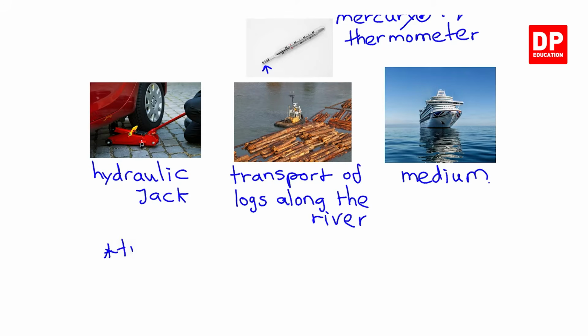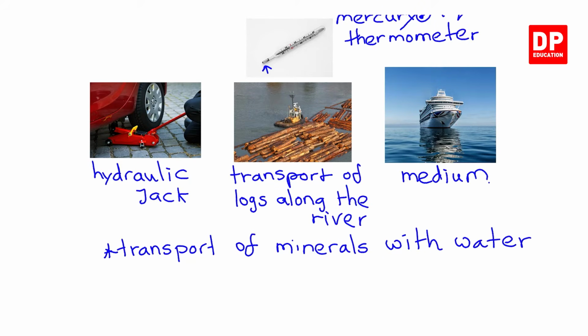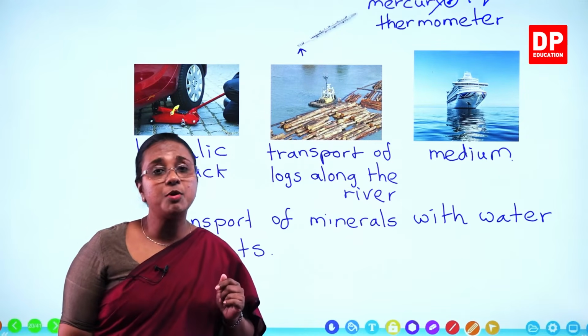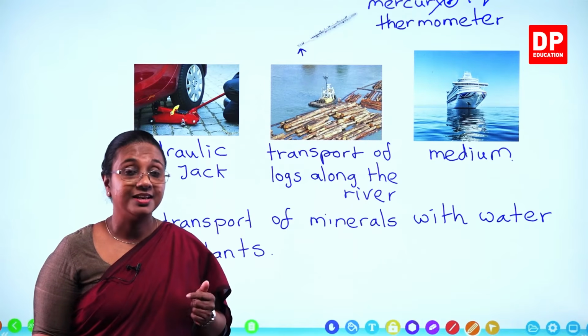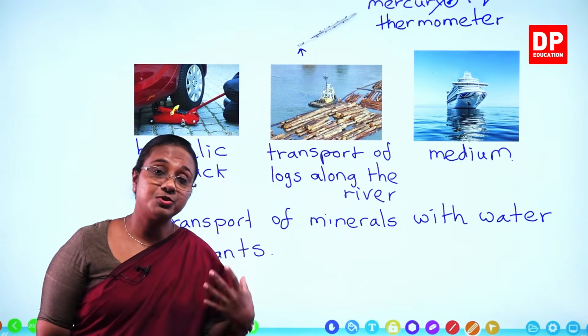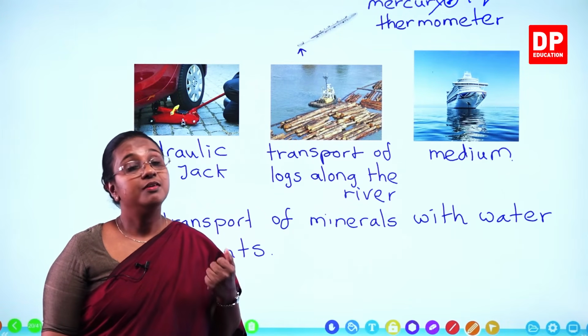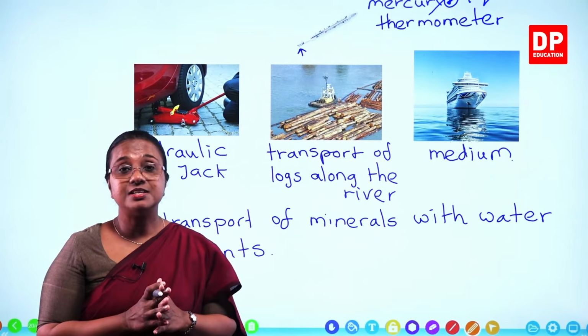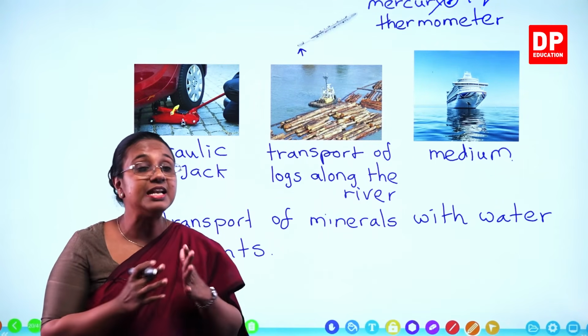So, transport of minerals with water in plants. A similar thing happens in our body also. What is that? Our blood. Blood transports nutrients, it transports vitamins, minerals, digested food, all that is transported by blood in our body.